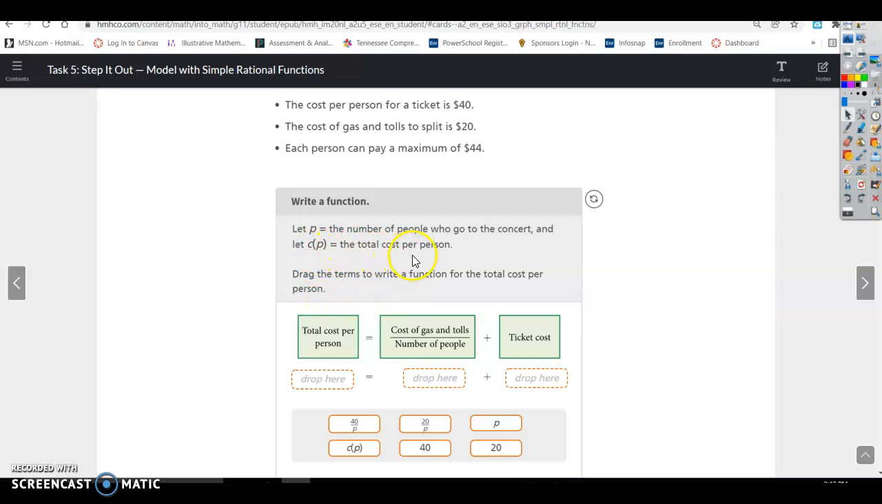All right, so if the total cost per person is C of P, we can put C of P in the first blank here. C of P equals the cost of gas and tolls divided by the number of people. So gas and tolls is $20 divided by P, the number of people. So this will be 20 divided by P. And then the cost of the ticket. Each person has to pay their own ticket, which is $40.